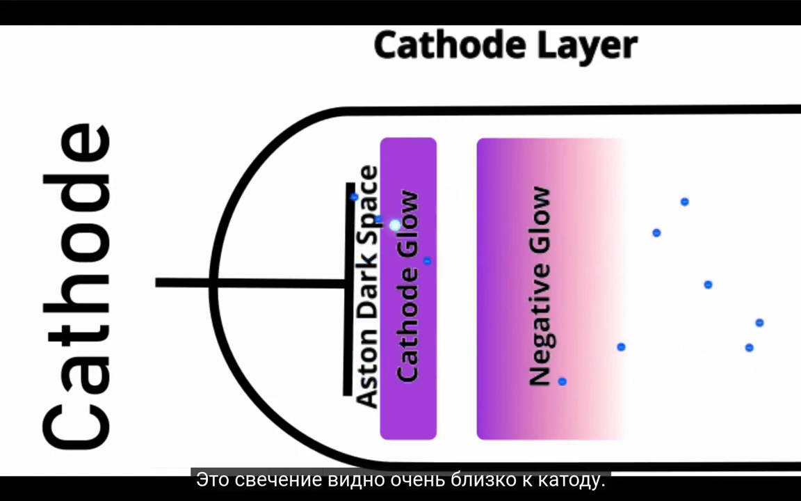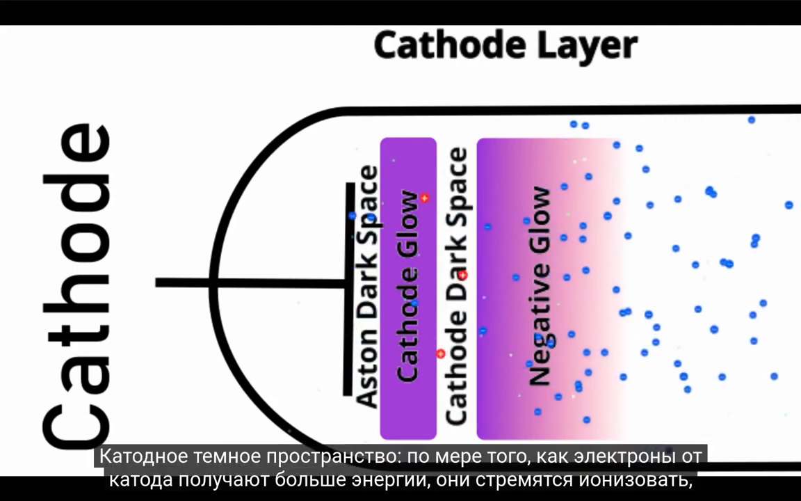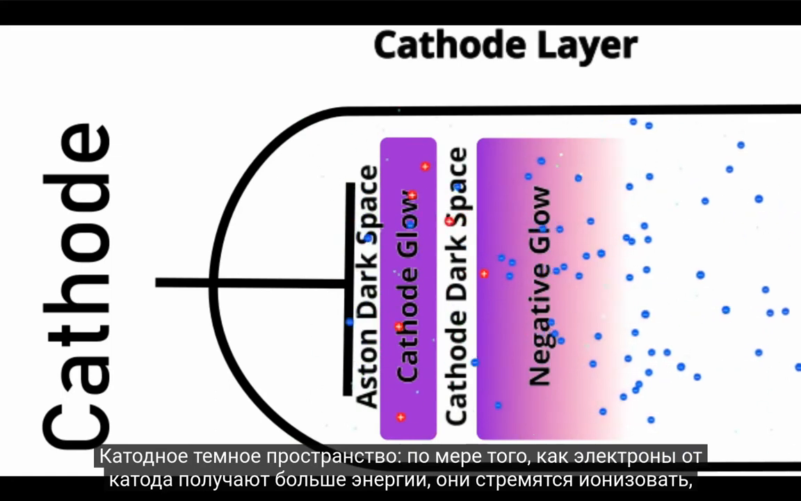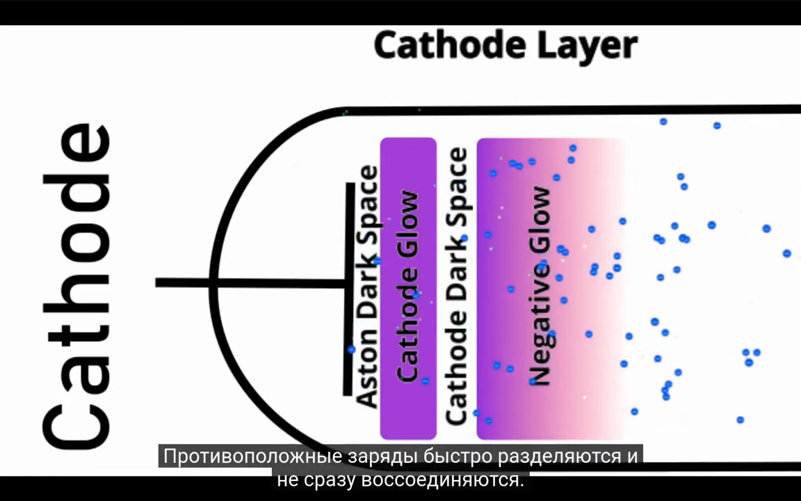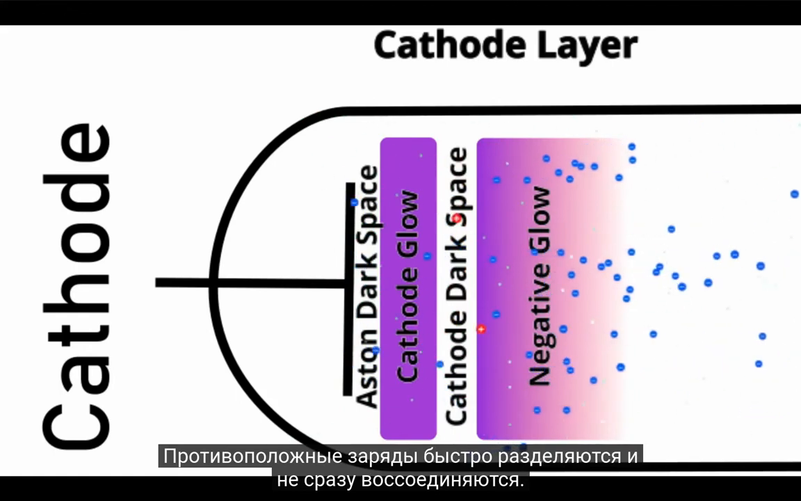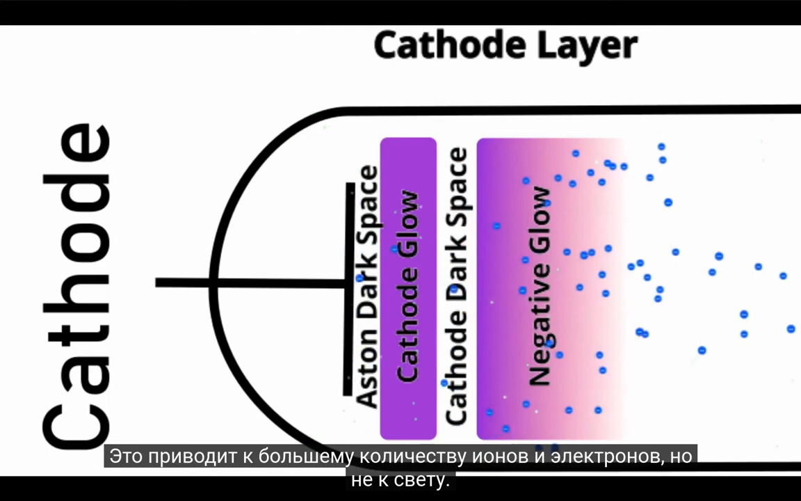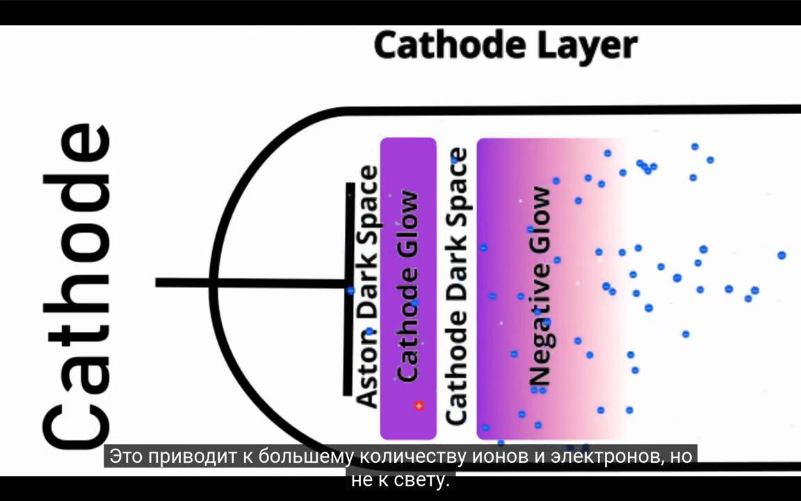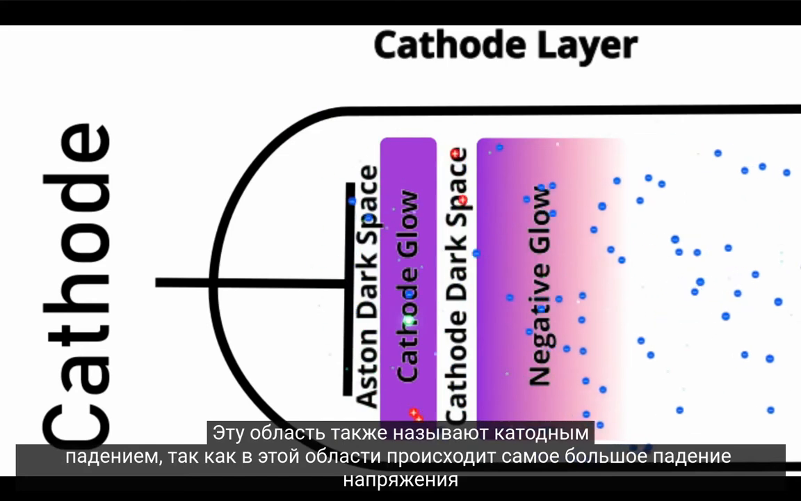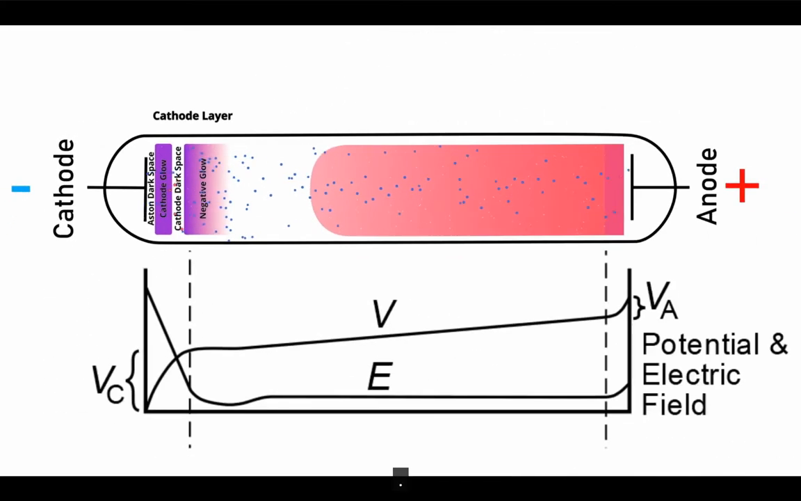This glow is seen very near the cathode. The cathode dark space. As electrons from the cathode gain more energy, they tend to ionize rather than excite atoms. The opposing charges quickly separate and do not immediately recombine. This results in more ions and electrons, but no light. This area is also referred to as the cathode fall, as the largest voltage drop occurs in this region.